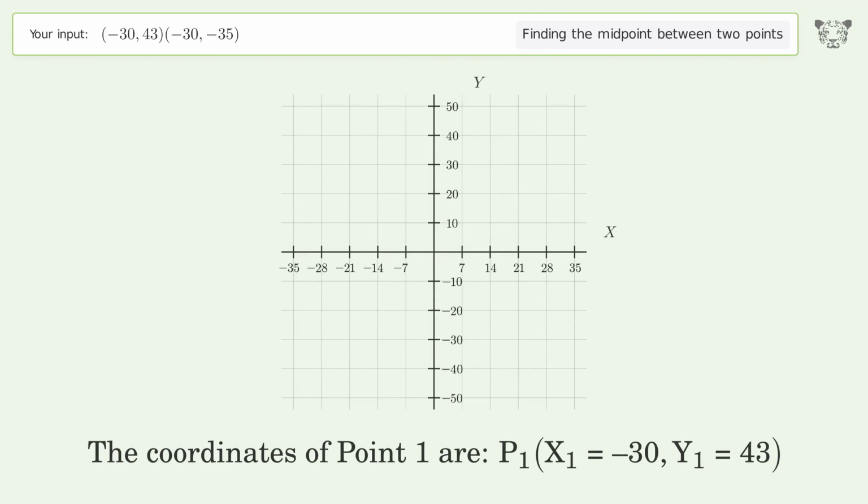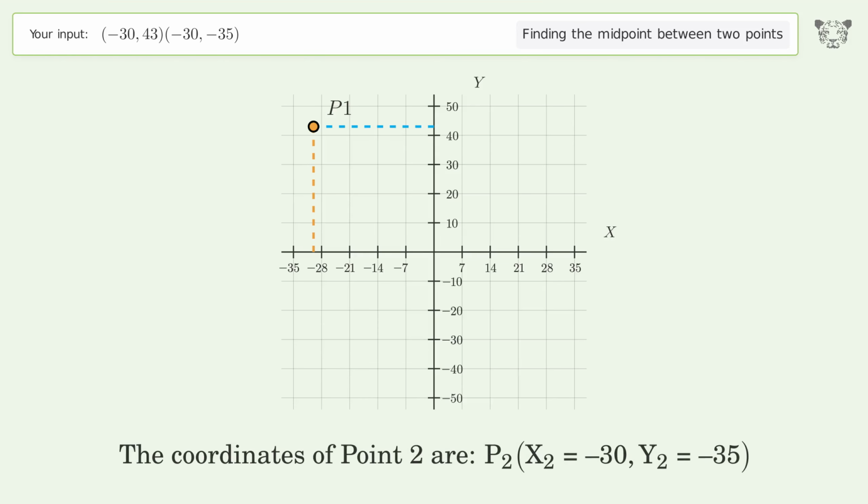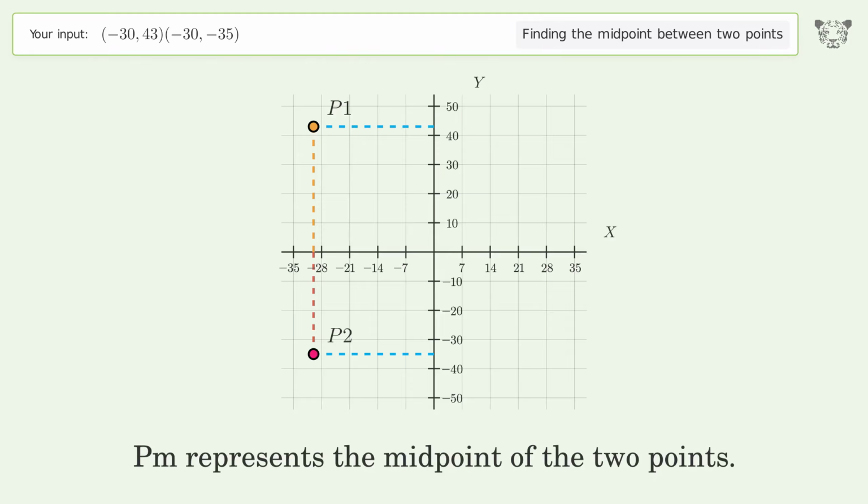The coordinates of point 1 are, x1 equals -30, y1 equals 43. The coordinates of point 2 are, x2 equals -30, y2 equals -35. PM represents the midpoint of the 2 points.